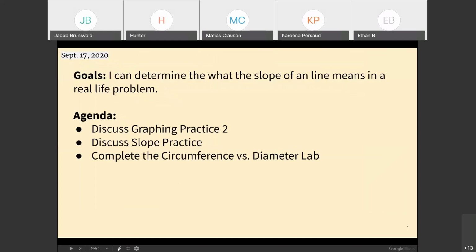And so that problem is going to be the circumference versus diameter lab. We're going to do that at the end of the hour here. First, we're going to discuss graphing practice 2. If there's time, we'll discuss the slope practice as well. But I don't want to take up too much of your time because I want to give you enough time to work on the circumference versus diameter lab.